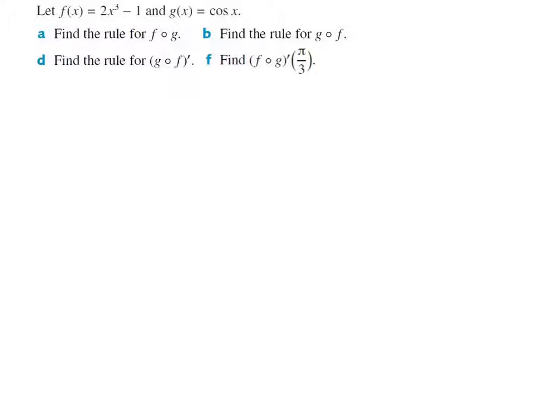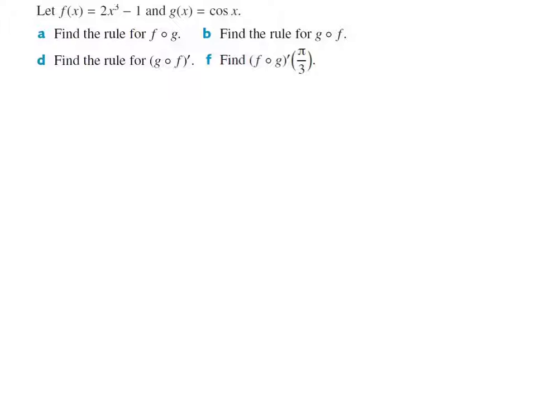Right, what we're going to do now is look at how we can use the chain rule to differentiate composite functions. We've been given a function f of x equals 2x cubed minus 1, g of x equals cos of x. They want us to find the rule for f of g, the rule for g of f, then the derivative of g of x at g of f, and then the derivative of f of g at pi on 3. So stating some rules, finding a derivative at a point. Let's see how we do that.